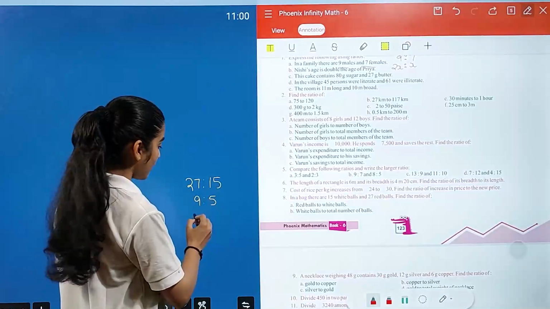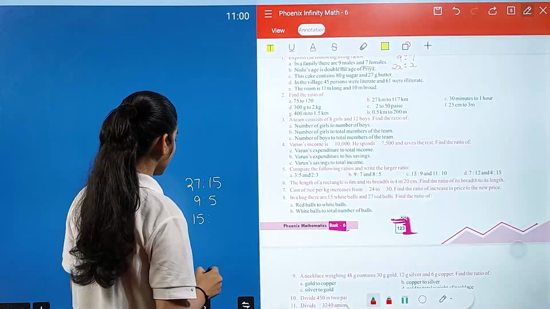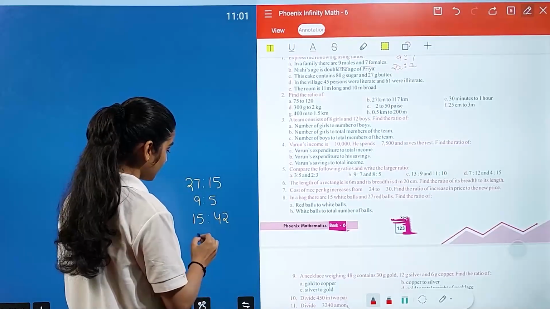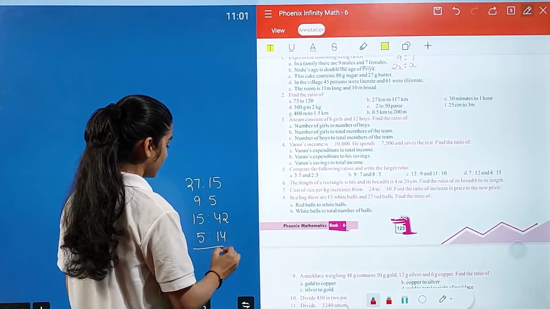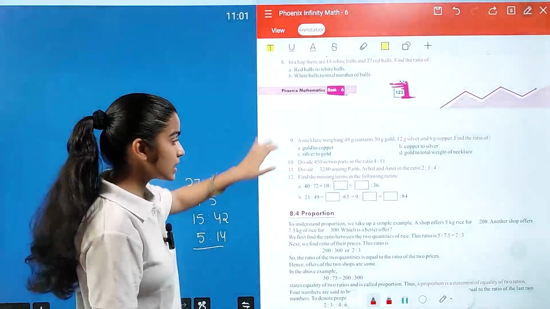So white balls we have 15 and total we have 27 plus 5, 30, 32 and 42, and further it will be converted 5 is to 1, 4, 40. So in the same way you can do the rest of the questions you have in this exercise.